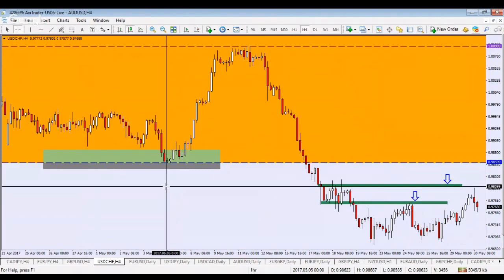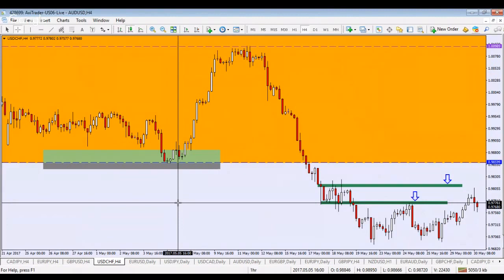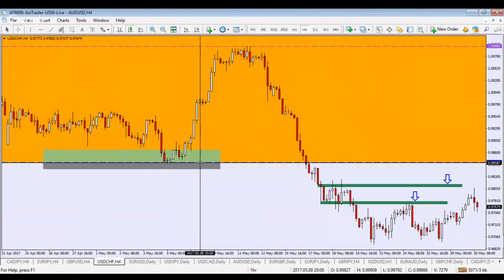And then there was another one here at 97.70, I'm sorry, 97.75, and 98.09 or so. But the big one would be up here if it went up to 98.58 and printed a bearish candle. That would be a great spot for a sell. So the Swissy is one that I'm definitely watching.